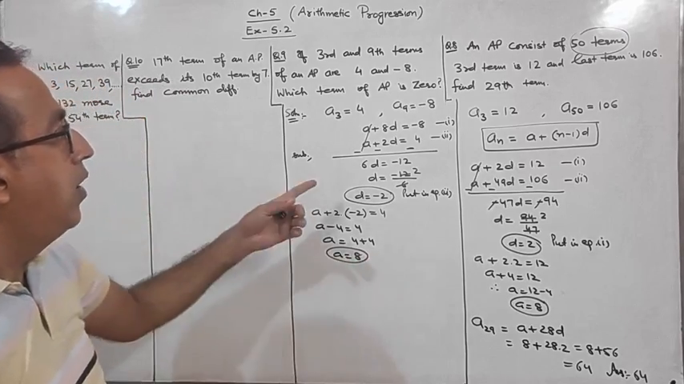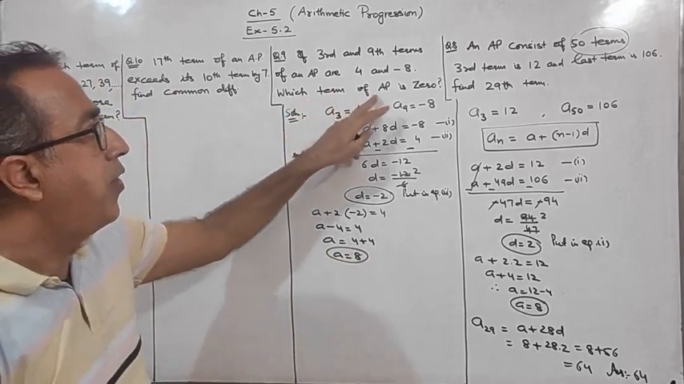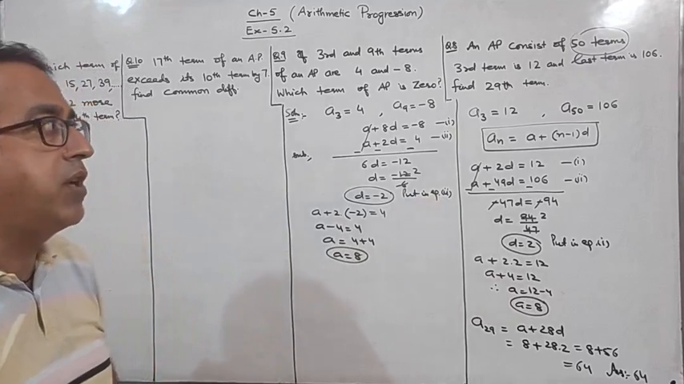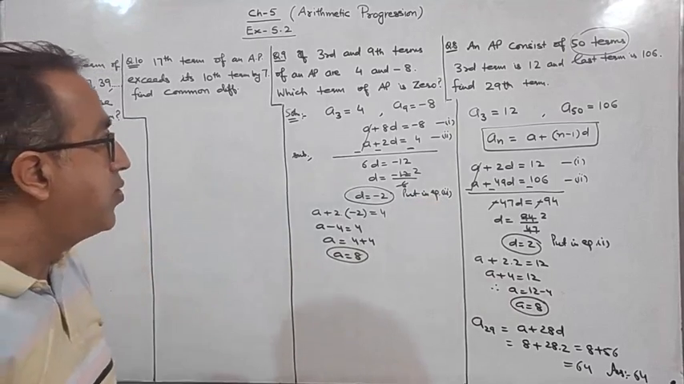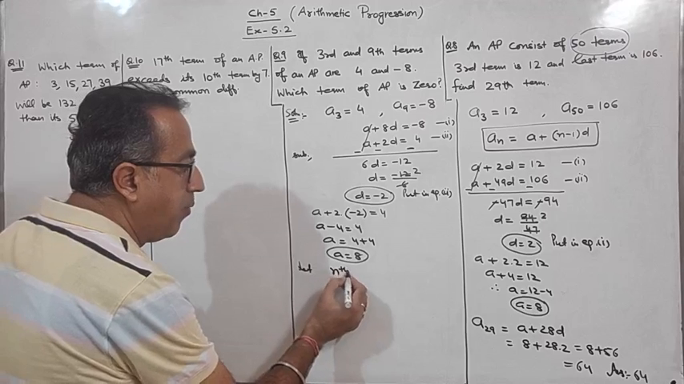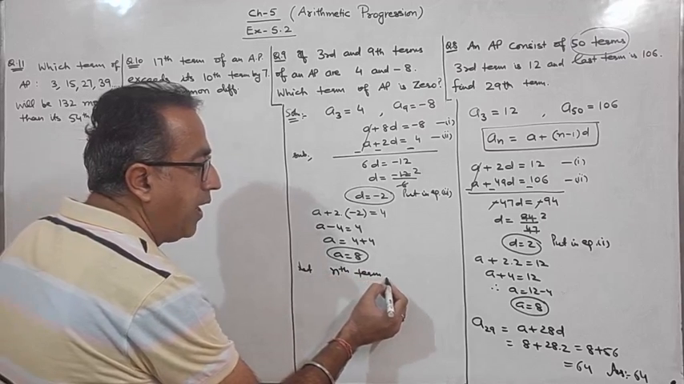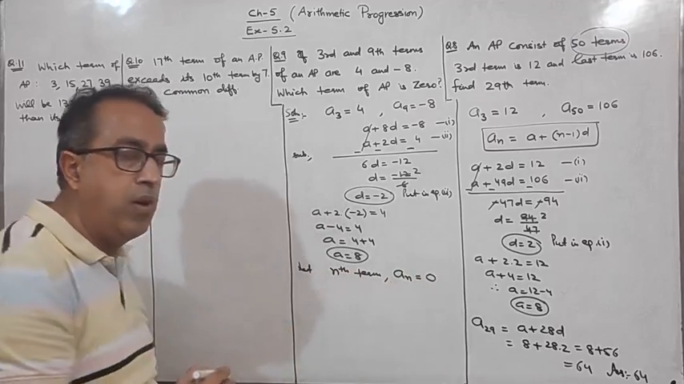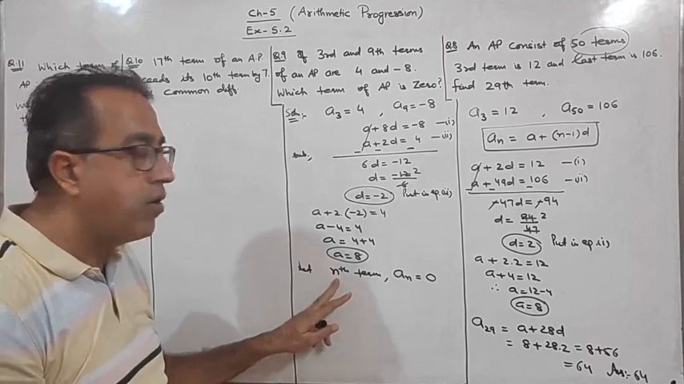Now come to the question: which term of this AP is 0? As we did in the last question, let the nth term of this AP, an, be 0. Now we have to find out the value of n.